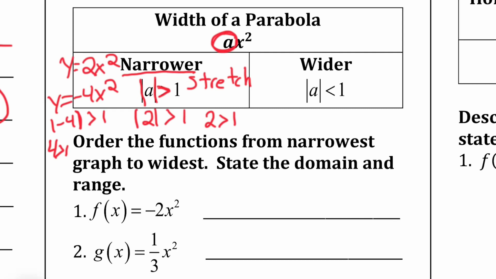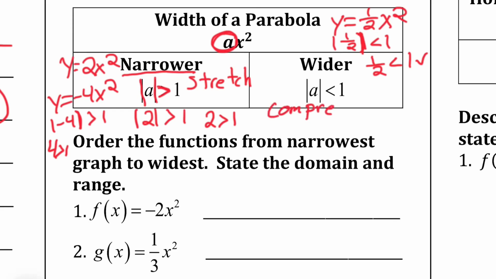Now, wider. Wider is absolute value of a is smaller than 1. So let's have y equals 1/2 x squared. Well, our a is 1/2, so absolute value of 1/2 is smaller than 1. Yes, it is. So it's the same thing as saying 1/2 smaller than 1. Yes, so it would be wider, or it would be a compressed situation.